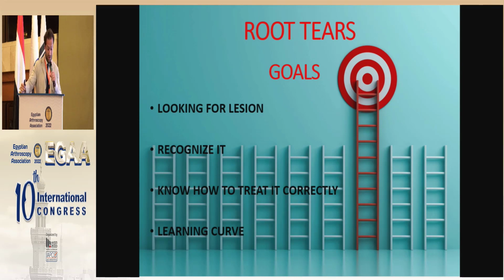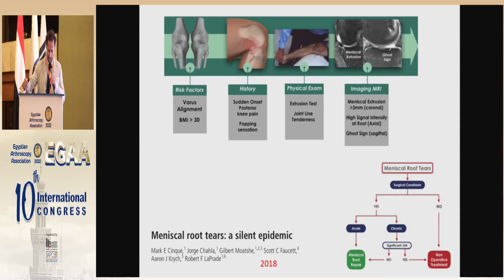So once we recognize them, we must know how to treat them in the correct way. Like all surgery, there is a learning curve. It's hard, it's long, but it's not impossible. This is a famous and beautiful work of Professor LaPrade that explains the risk factors, varus alignment, BMI over 30, and the history of the symptoms, the sudden onset of posterior knee pain and a popping sensation.